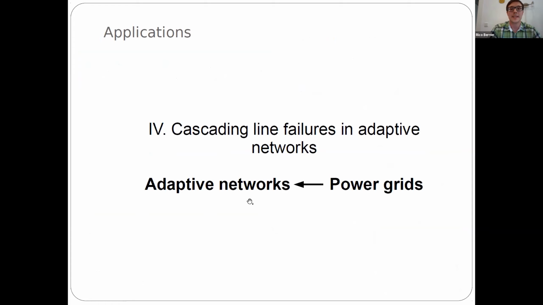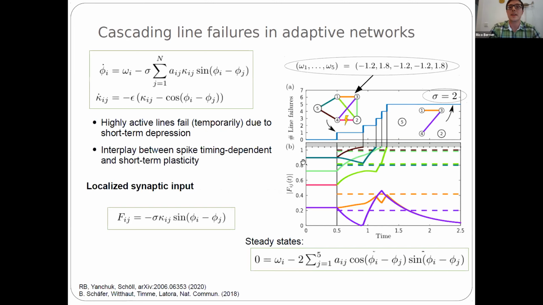The second thing we have done is to look at a phenomenon we know from power grid networks and give an interpretation for adaptive networks. This is what is called cascading line failures. So in power grids, in cascading line failures, a line fails if the line capacity, defined like this, where F is usually the line capacity, goes beyond a certain value.